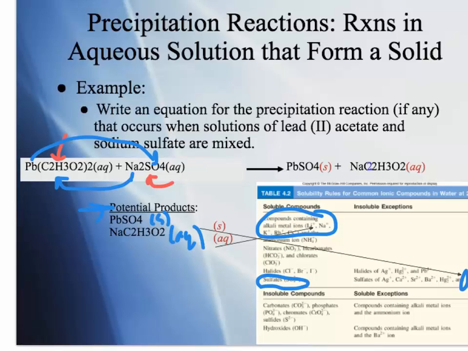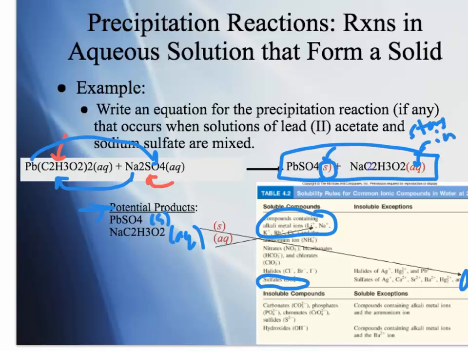So what we have to do for our products is show them. We hook them up and make sure we crisscross the charges, and then we write the (s) for solid and the (aq) for aqueous. So this one is going to be our precipitate, and this one is going to stay in solution. That's how it looks when there's actually a precipitation reaction going on, and if we were to mix these two liquids together, we would see some kind of cloudiness form.